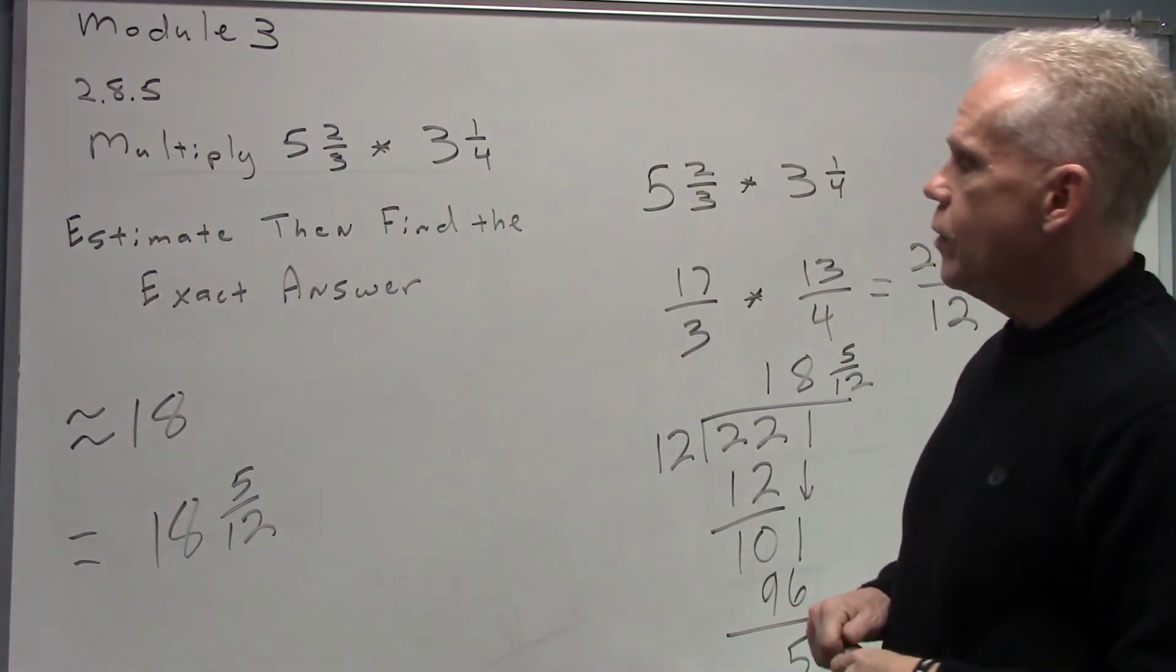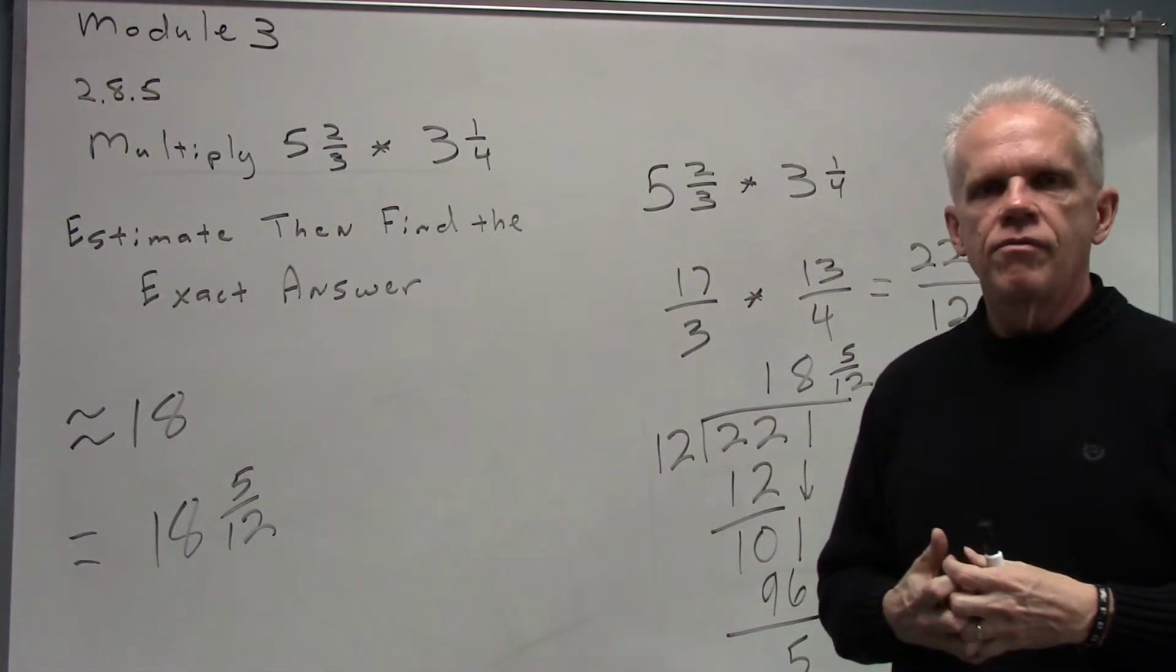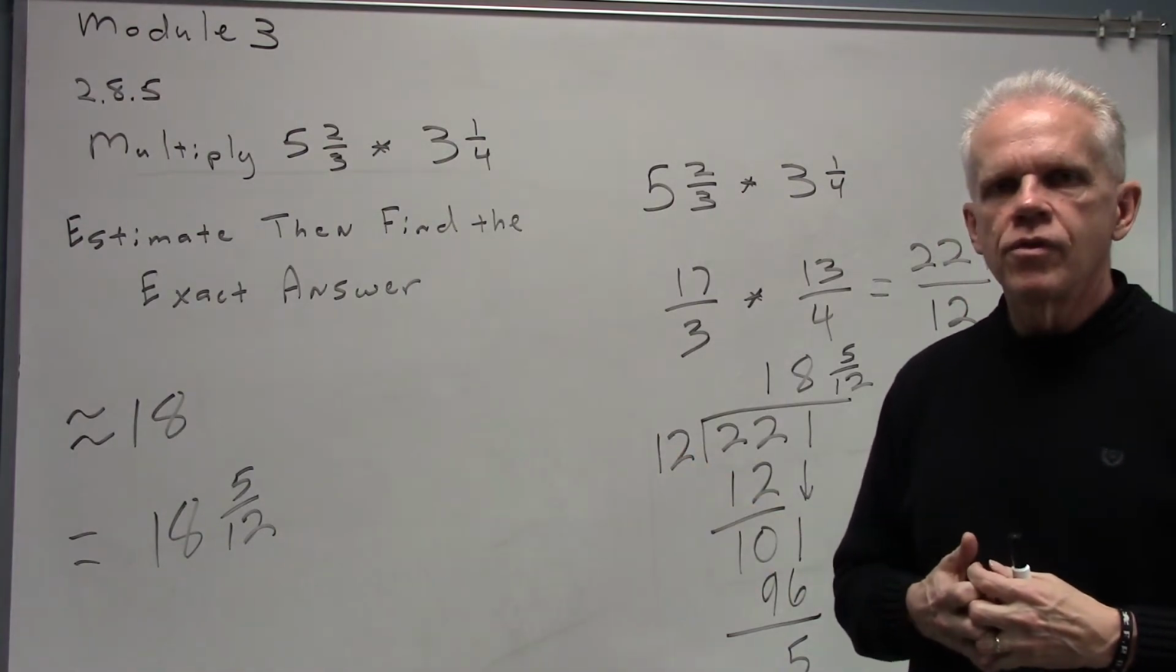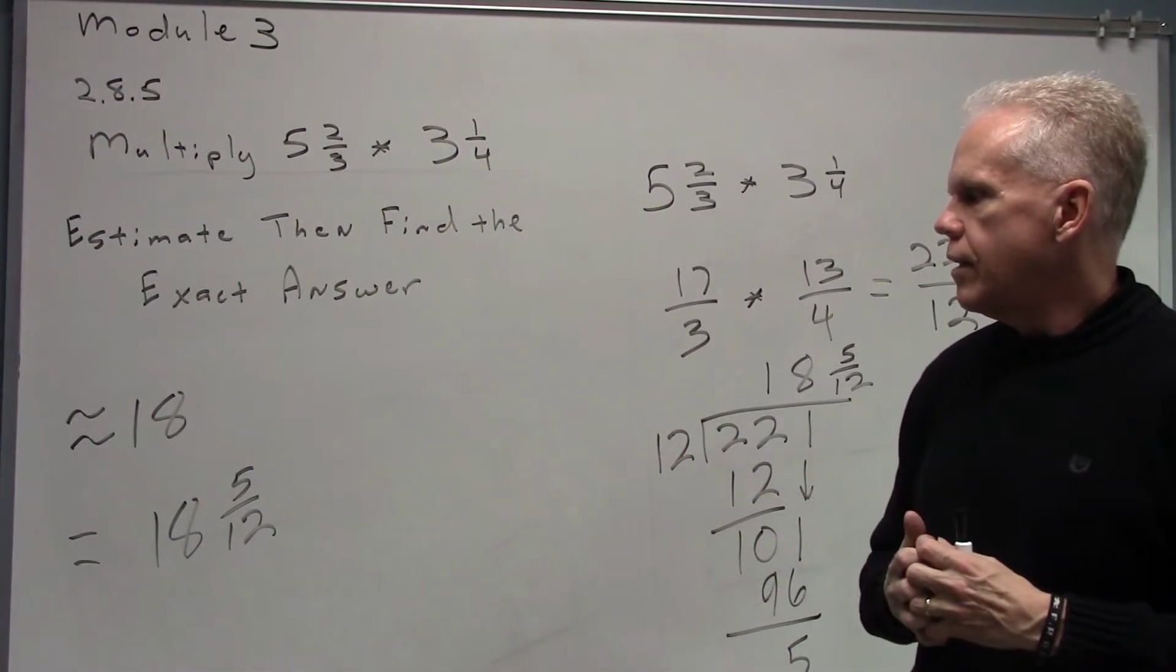So when we did our estimate, we got 18. We did our exact, we got 18 5/12. I'm very confident my answer is good based on what I did there.